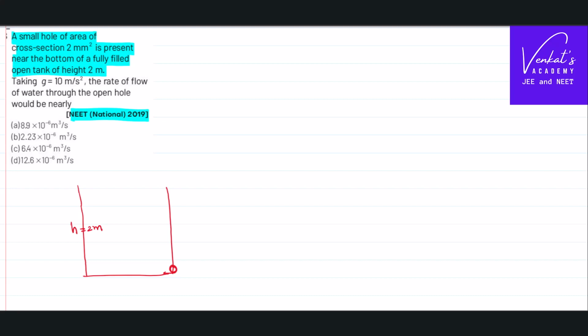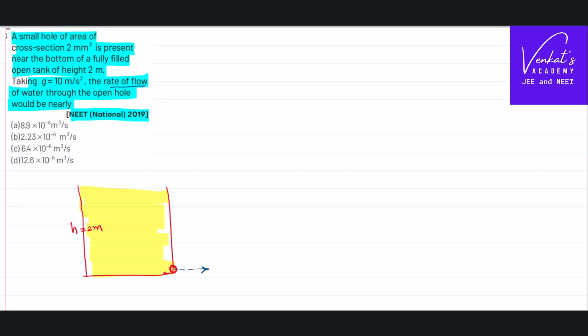Taking g as 10, the rate of flow of the water through the open hole would be nearly what? So what he is saying is this tank is filled with water up to a height of 2 meters, and through that hole water is coming out. What is the rate of flow of the water?